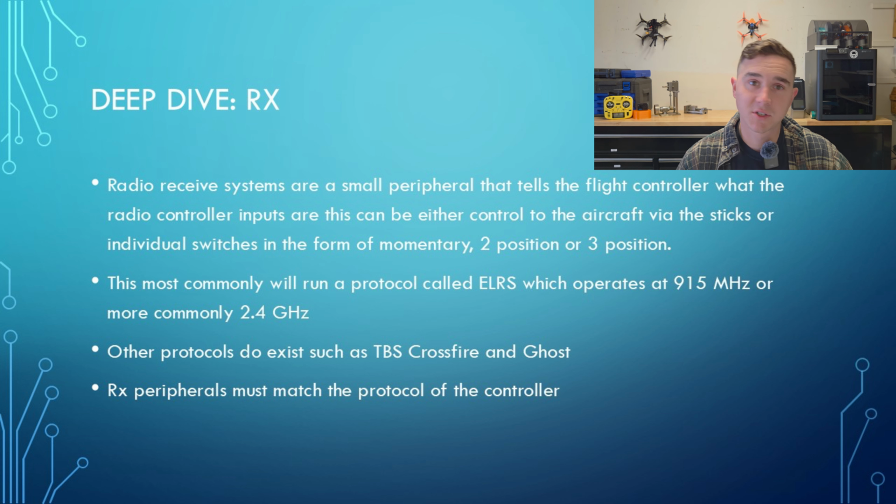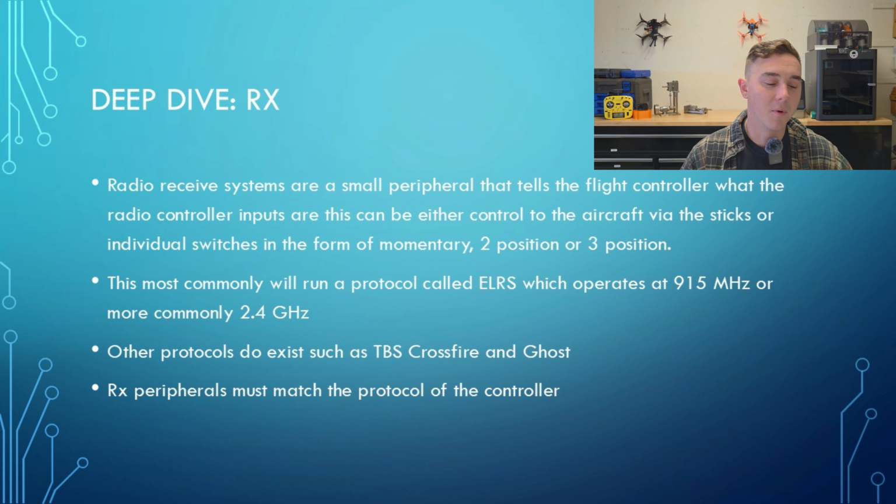Okay? ExpressLRS generally runs on 2.4. There is a 915 version. Let's talk about megahertz. We're going to get into radio propagation and radio frequencies for FPV in a later course, but most commonly it's going to be 2.4. Just make sure when you're buying something, you have 2.4 on your drone and 2.4 on your radio.